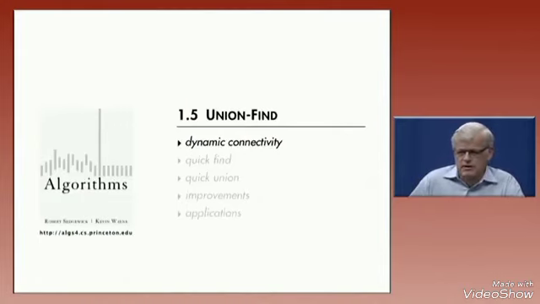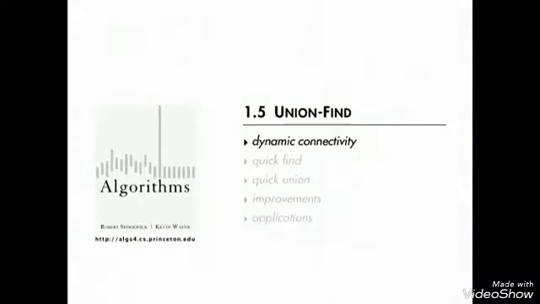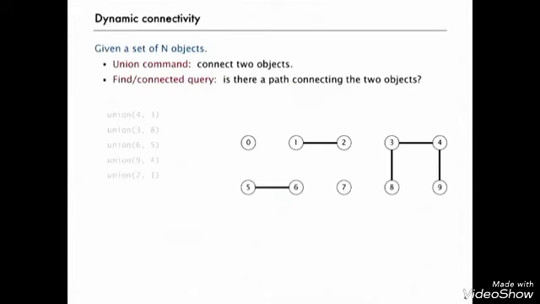So first we'll talk about the dynamic connectivity problem, a model of the problem for union find. So here's the idea. We're going to have a set of n objects. It doesn't really matter what they are. We're going to use the numbers 0 through n minus 1 to model our objects. And then we have the idea of a connection between two objects. And we'll postulate that there's going to be a command that says connect two objects. Given two objects, provide a connection between them. And then the key part of the problem is the find query or the connected query, which just asks, is there a path connecting the two objects?